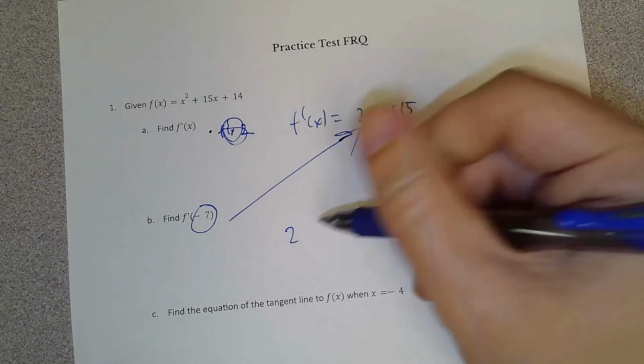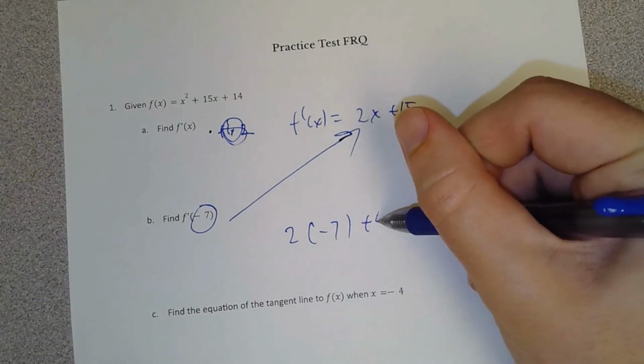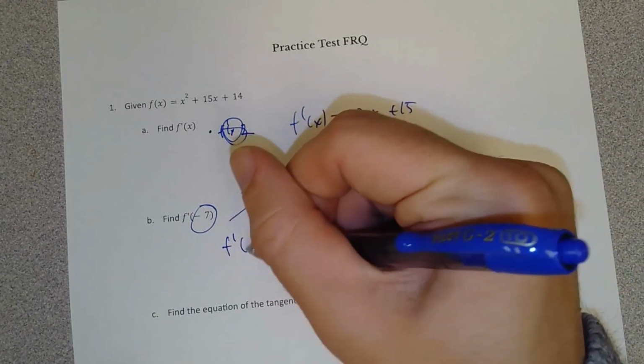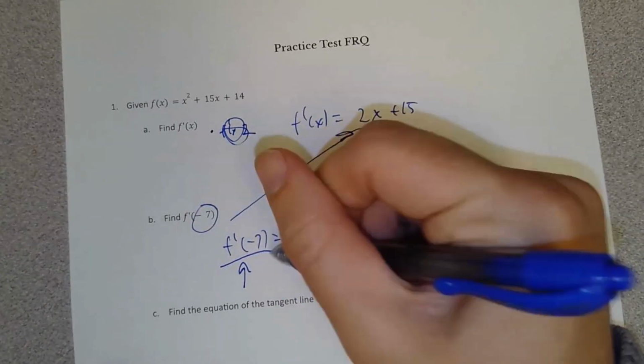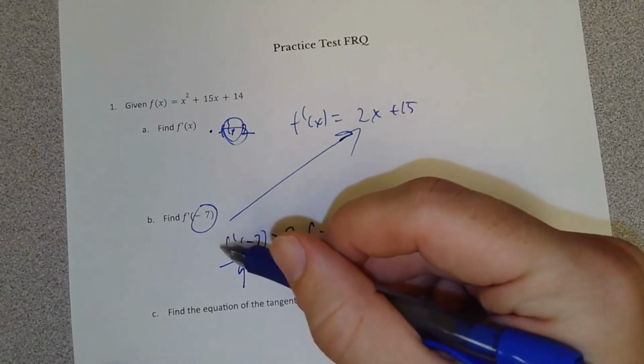So 2 times negative 7 plus 15. Let me set a good example here. Always use really good notation. Always show me what you're doing. Like, this is what I'm doing.